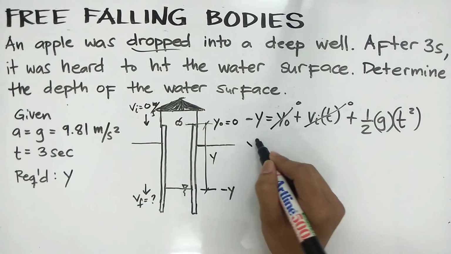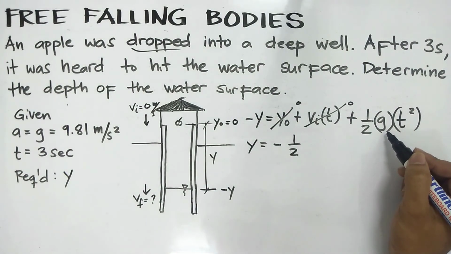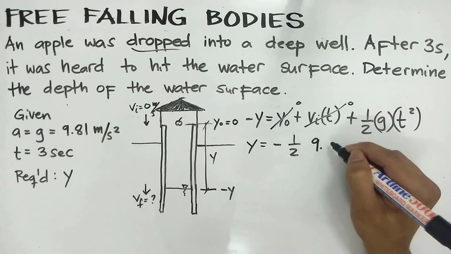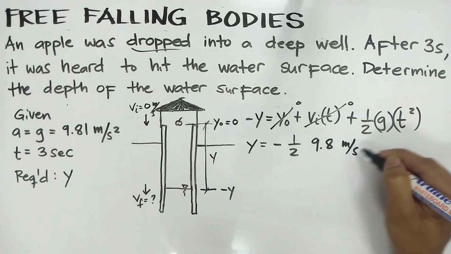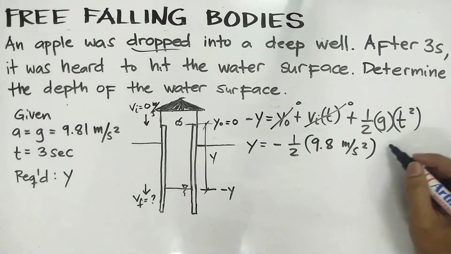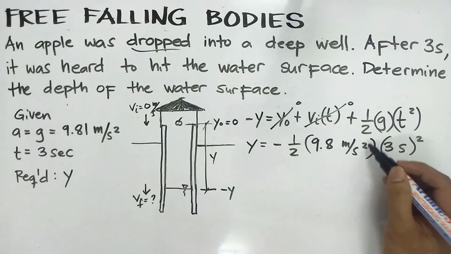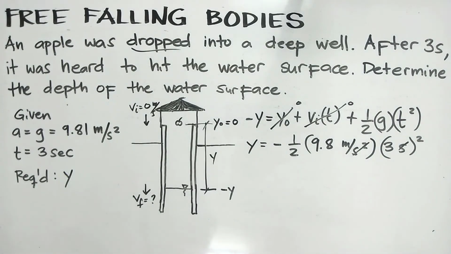So we have y is equal to negative 1/2. Gravitational acceleration is equal to 9.81 meters per second squared. And the time interval is 3 seconds. The quantities are squared, so second squared divided by second squared will cancel out, leaving us with a unit of meters. So this would be 1/2 times 9.81 times 3 squared.